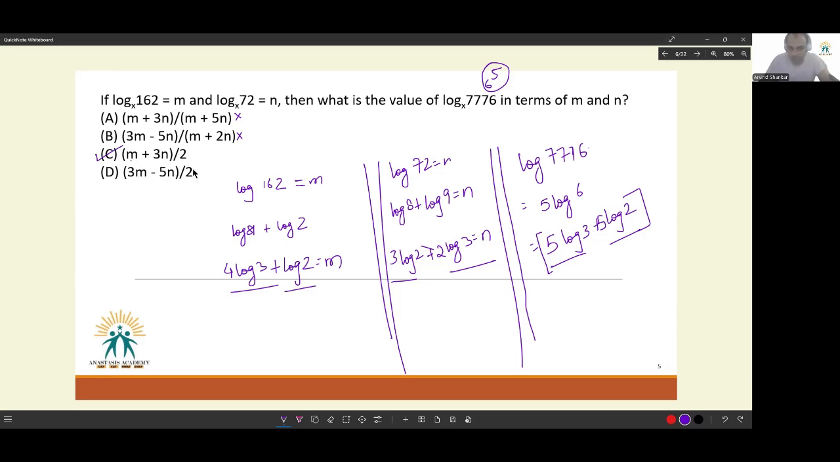For peace of mind, you can also go ahead and check option D, but it will turn out to be unequal. The process here is, first you break down 162, then you break down 72, then you break down 7776, and then you have to check through the options. And even while checking through the options, first you check it only via log 3 or only via log 2, whichever one you prefer. Then when you arrive at a spot where log 3 is being satisfied or log 2 is being satisfied, then you check for the other one. If it is also being satisfied, that is your answer. You don't need to check any further.